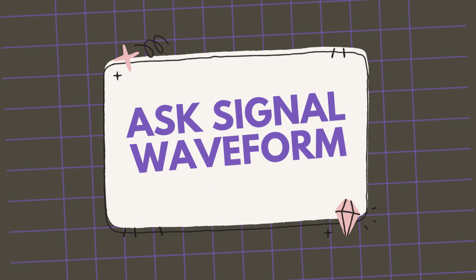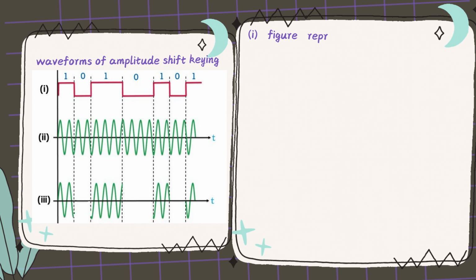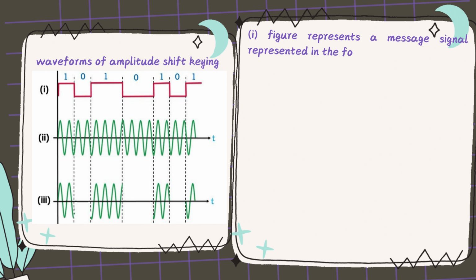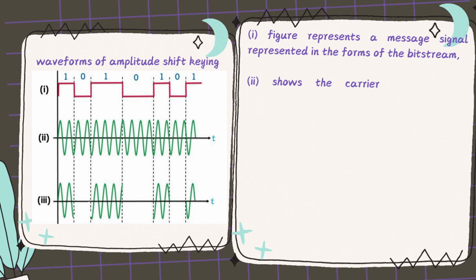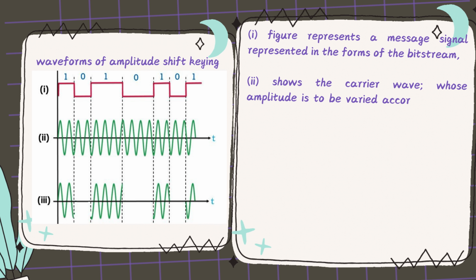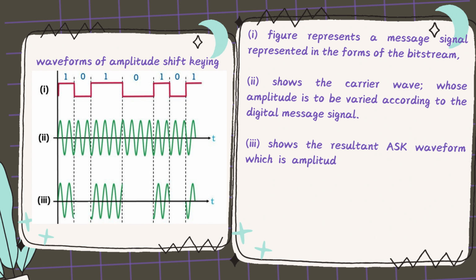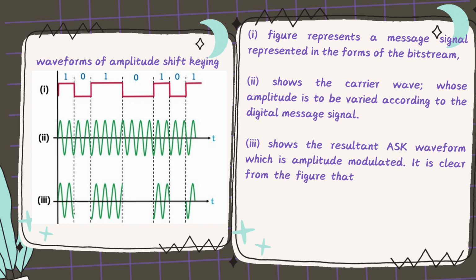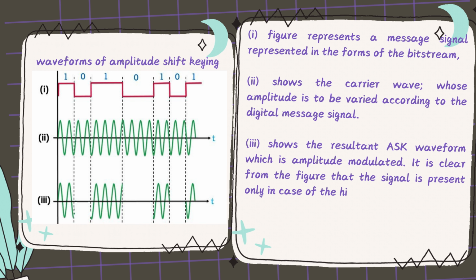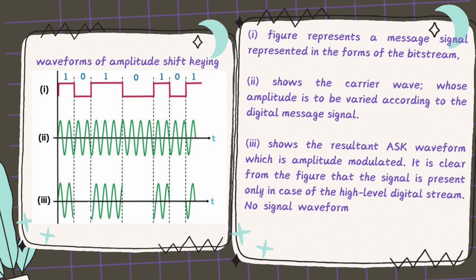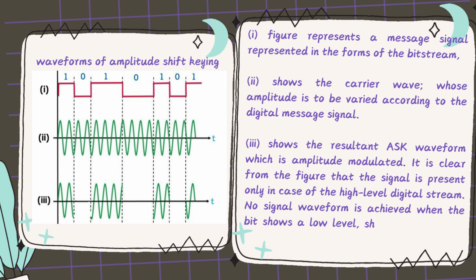ASK signal waveform. The figure represents a message signal in the form of a bit stream. It shows the carrier wave, whose amplitude is to be varied according to the digital message signal. It shows the resultant ASK waveform, which is amplitude modulated. It is clear from the figure that the signal is present only in case of the high-level digital stream. No signal waveform is achieved when the bit shows a low level, showing on and off behavior.